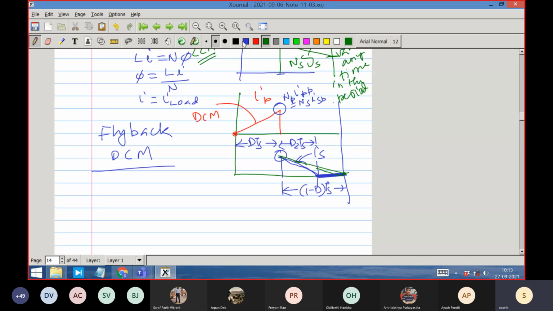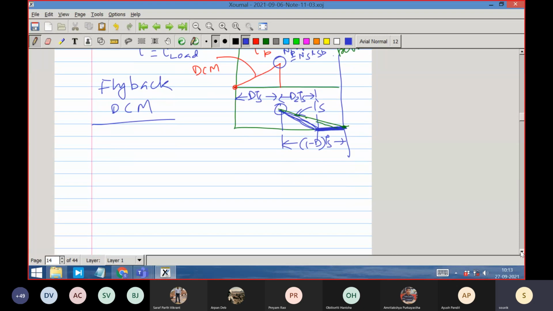I am not drawing that. I am drawing this current coming down to 0, and staying 0 for some time. Hello. Yes, sir. Now understood. So this is DCM. Critical conduction would have ended there. Anyway, I have given enough clarification about this.